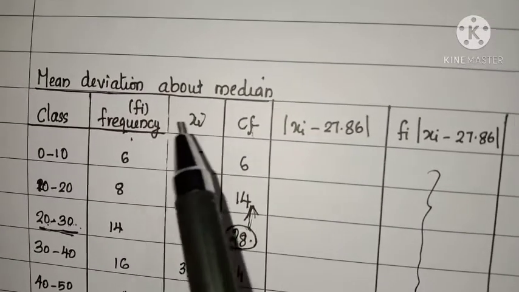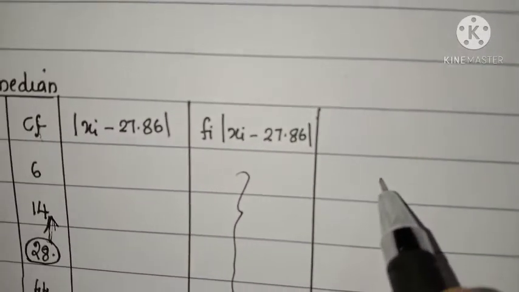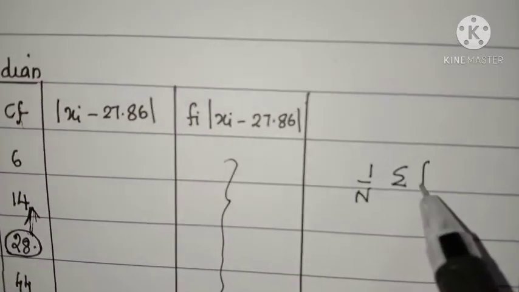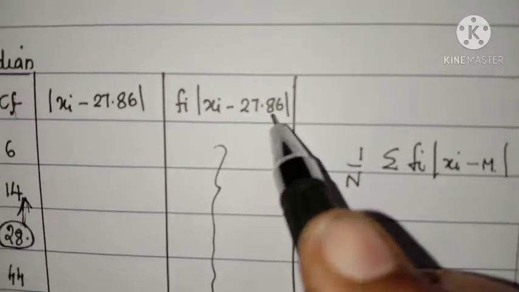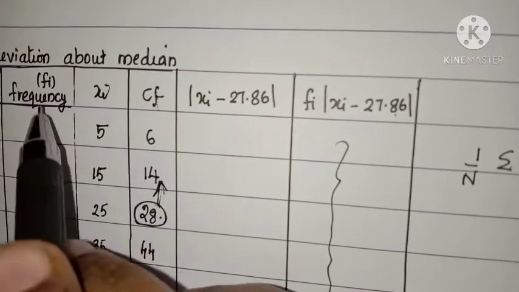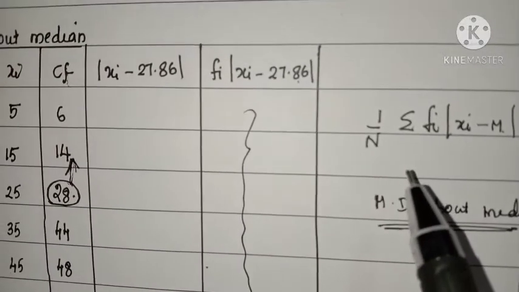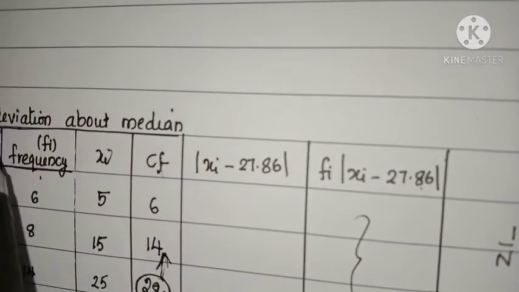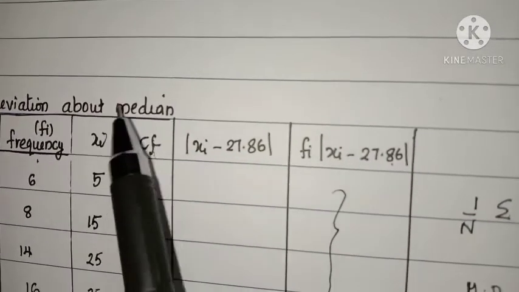Okay. Now how is mean deviation about median obtained using the result? Listen, 1 by n into sigma fi into mod xi minus M. M is the median. So put the sum of this column divided by the total frequency. You will get the mean deviation about median. So write and study the exercise problems based on this concept: how to find mean deviation about mean as well as mean deviation about median.